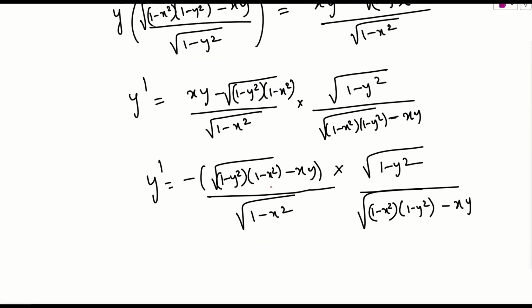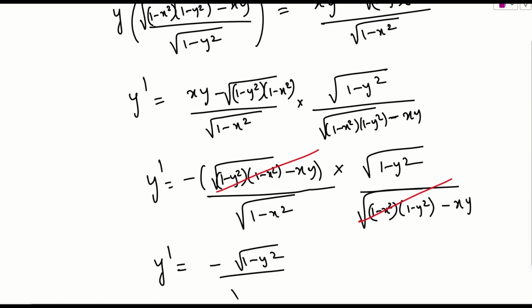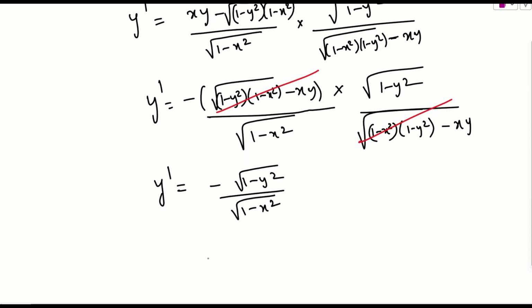Yeah. So if you check, these two terms are the same, so we can cancel them. What we get here is y dash equals minus root of 1 minus y square by root of 1 minus x square. This I can write as minus root of (1 minus y square) by (1 minus x square). This is our final answer.